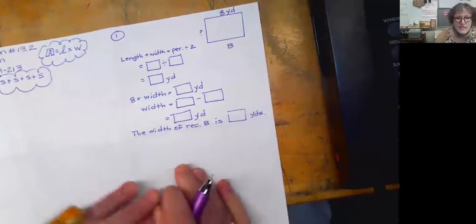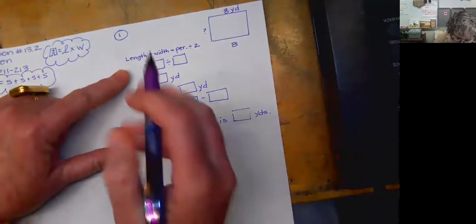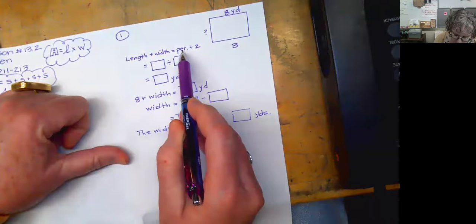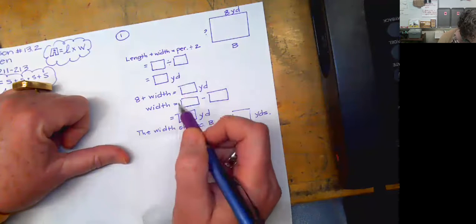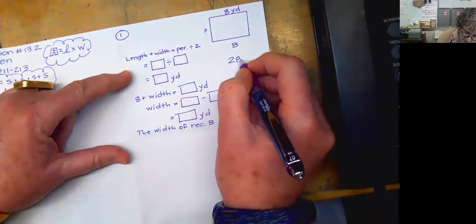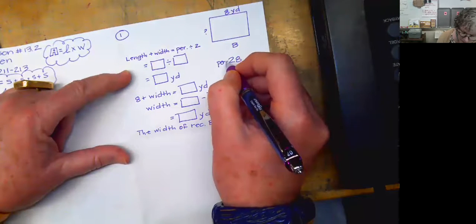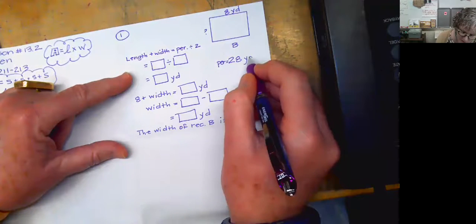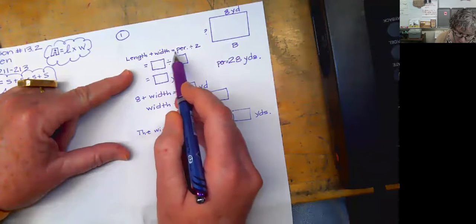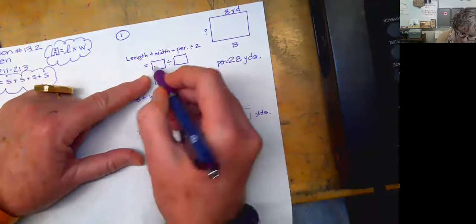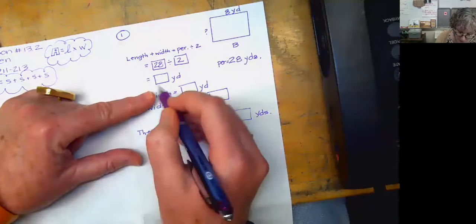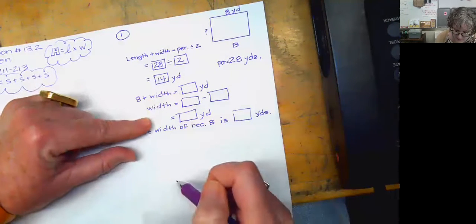Okay, so let's think this through for a second. This is our formula, length plus width equals the perimeter divided by 2. And we know that the perimeter is 28 yards, right? That's what they told us. So I know that length plus width equals perimeter divided by 2. So if my perimeter is 28 and I divide it by 2, 28 divided by 2 is 14 yards, right?